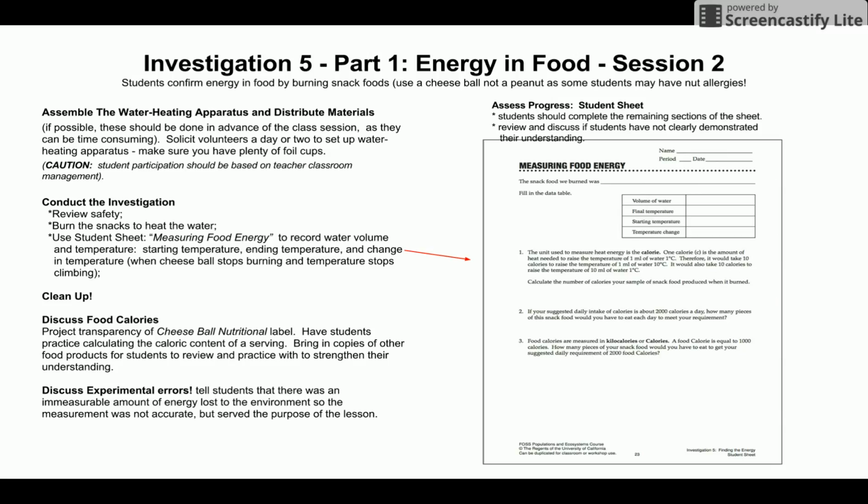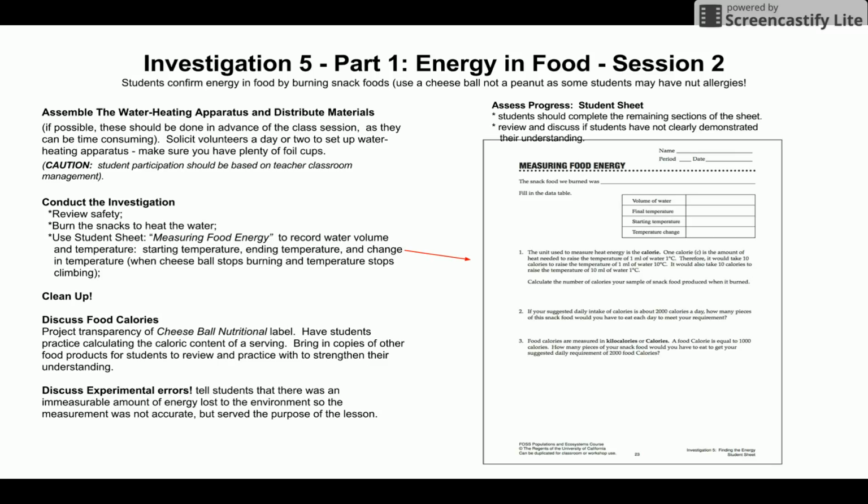Try to have the foil cups done prior to the activity, as sometimes this can be time consuming. Once again, review safety with students. No hair should be loosely around the flames. Loose clothing should not be around the flames either. Have students use the student sheet measuring food energy to record their information on. Once this project is done, have students clean up.